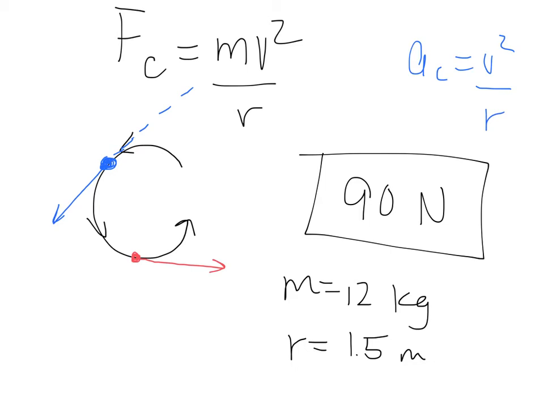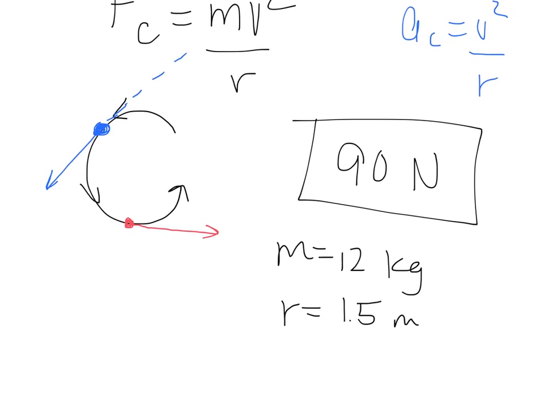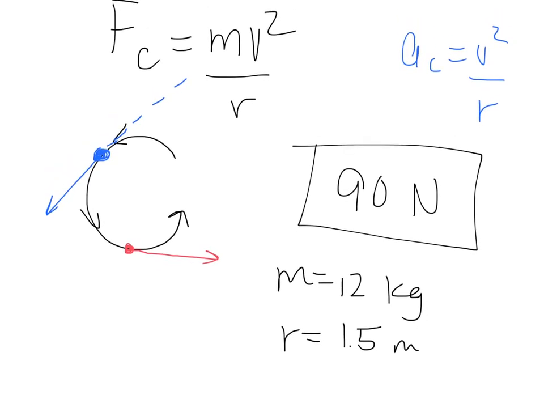Now, what if we're told that it takes 0.75 seconds to spin once. The time for one revolution is 0.75 seconds. How would I approach this problem?